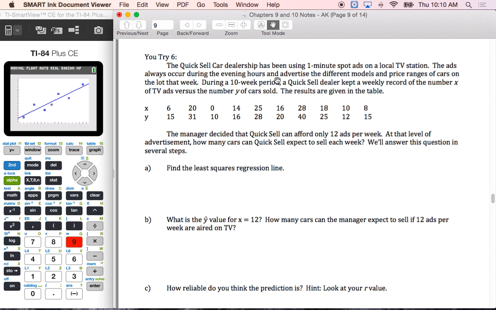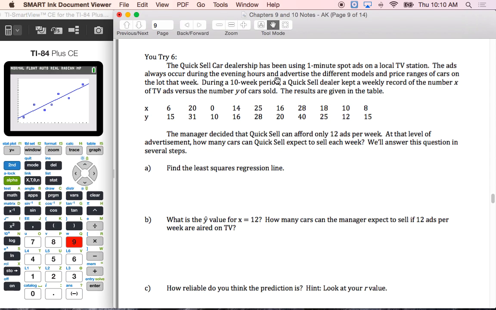You're going to do the same thing for number 6 here. So I want you to go through. You have the Quick Sell car dealership has been using 1-minute spot ads on a local TV station. The ads always occur during the evening hours and advertise the different models and price ranges of cars on the lot that week. During a 10-week period, a Quick Sell dealer kept a weekly record of the number X of TV ads versus the number Y of cars sold. The results are given in the table.